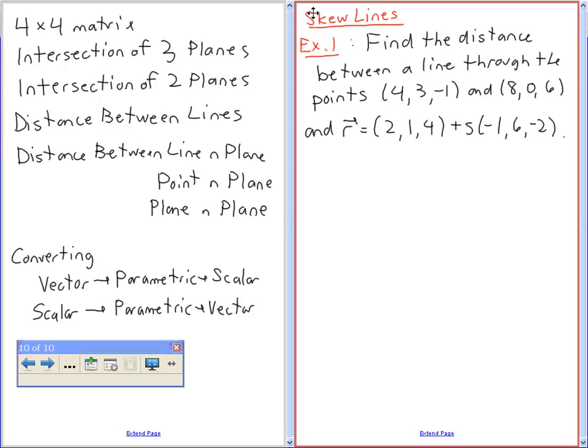How do you get a normal? Cross the two direction vectors. The issue I have is I don't see a direction vector for the first line. That's true. So the first thing you do is make the normal, then you project. You pick a point on either line, make a vector, and project it onto the normal. Okay. Good.